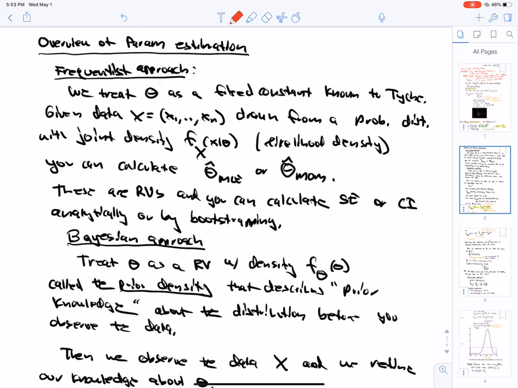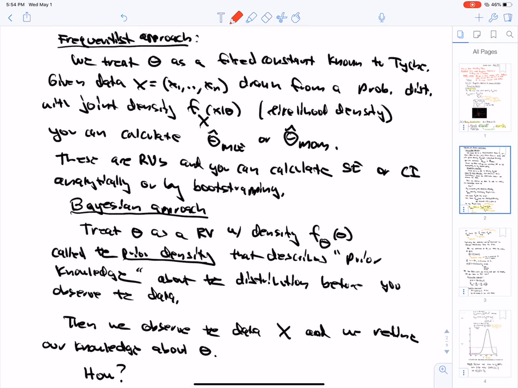So the frequentist approach to parameter estimation treats your parameter theta as a fixed constant known only to Tyche. You're given some data, you form a joint density called the likelihood density, of which you can use to, say, maximize and find the MLE, or you can find the MOM estimate by using a technique shown during the course. These are random variables, and you can calculate the SE and the CI analytically or by bootstrapping.